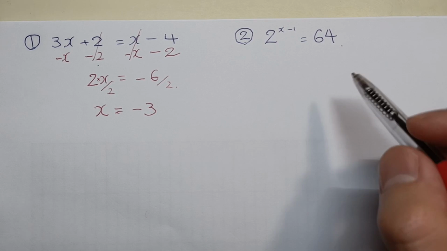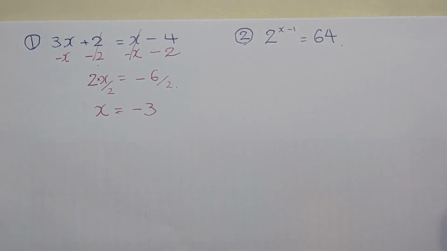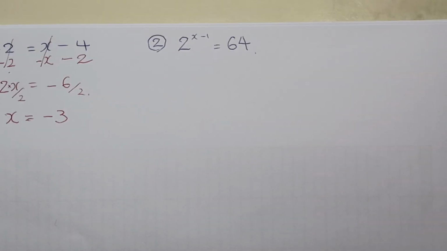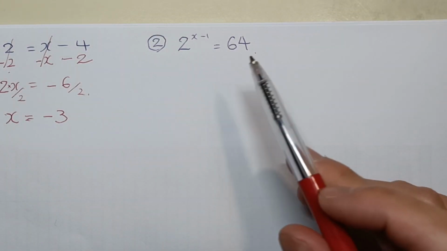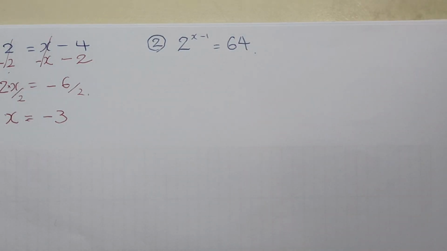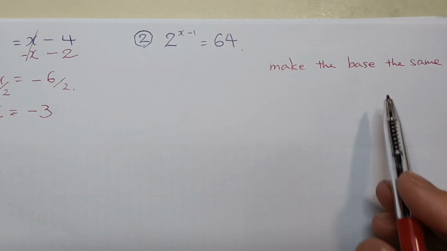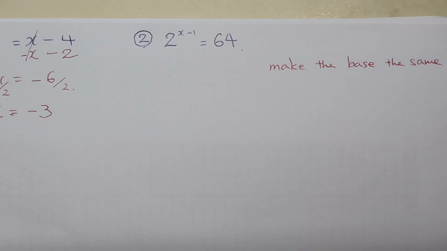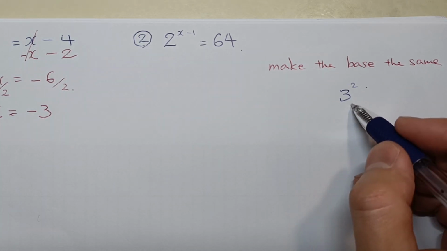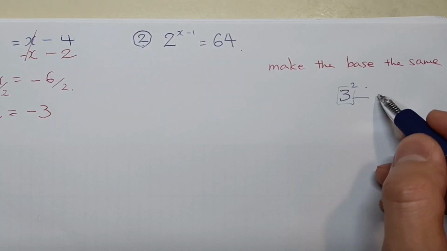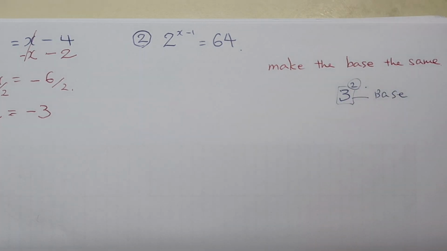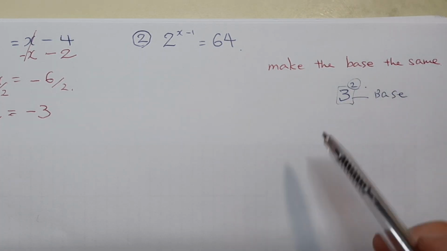Right. So let's do this one. When you are dealing with an exponential equation, you always make the base the same. Right. Base means, for example, 3 to the power of 2. This part is a base, isn't it? And then this part is an index number or exponent, right?